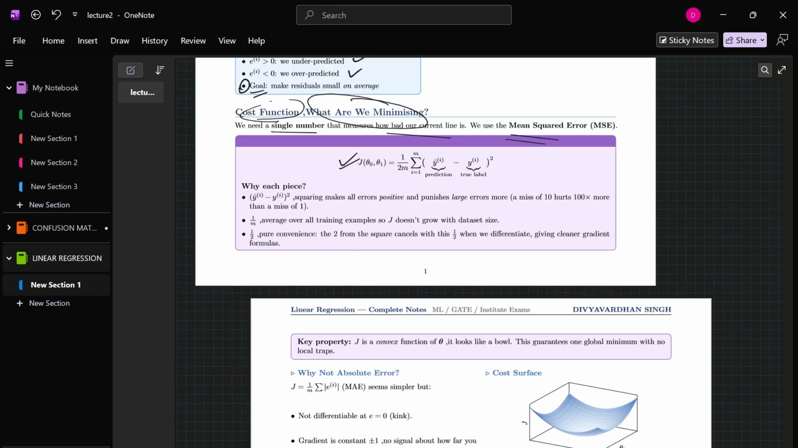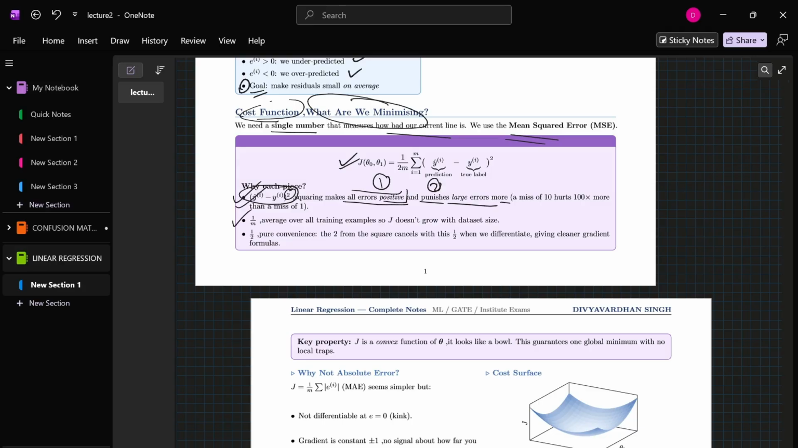First of all, y cap minus y square. So now the most important question is why the square is here. There are two reasons. First, squaring makes every error positive, so positive and negative errors don't cancel out each other. Second, squaring punishes large errors disproportionately. You can understand this easier by plotting a graph for the absolute value and for the square values.